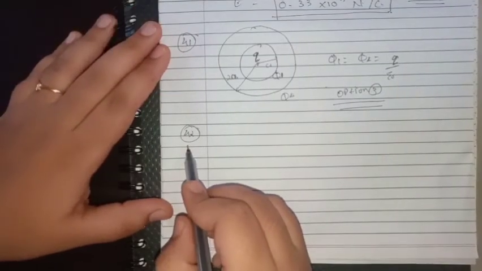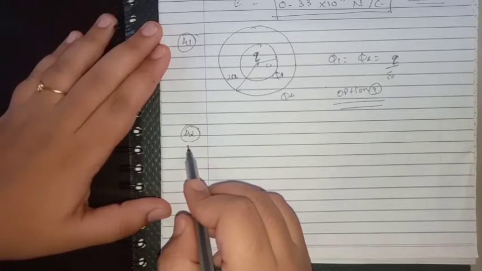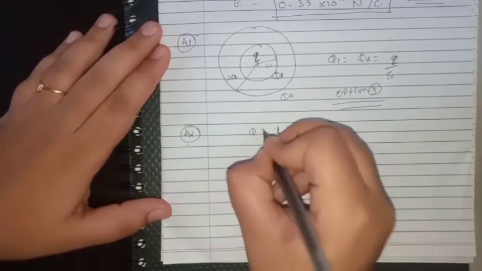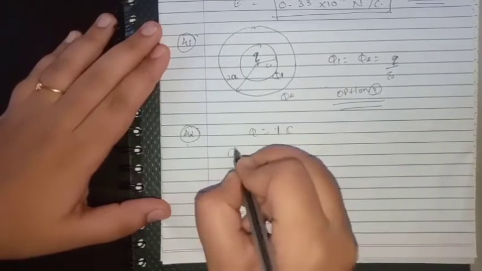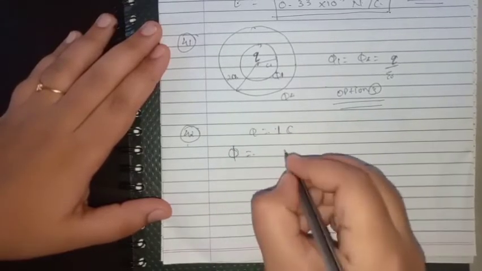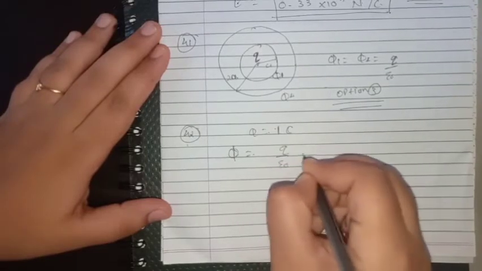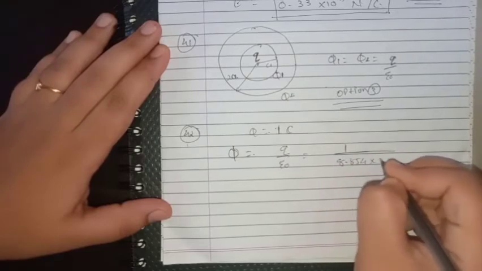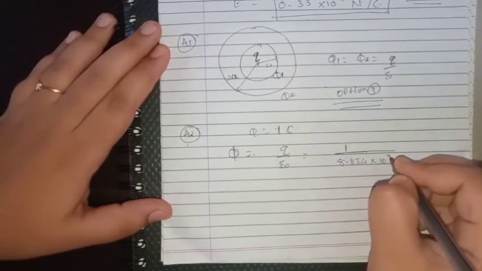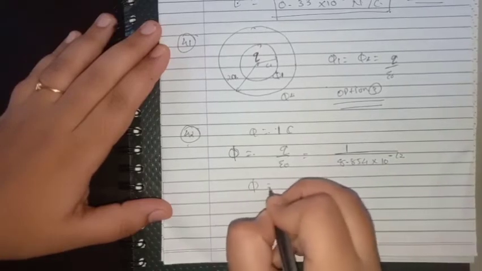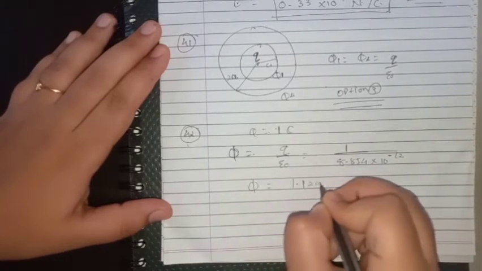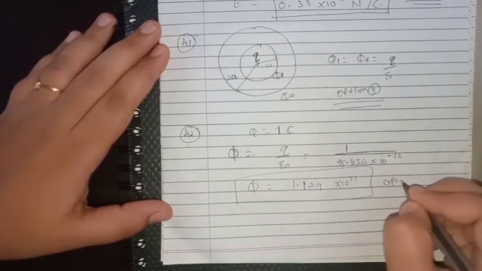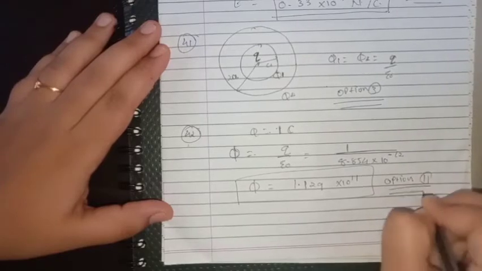In question number 42, we want to find the number of electric lines of force originating from a charge of 1 coulomb. The number of field lines, that means flux, is equal to Q by epsilon naught. Here Q is 1 coulomb divided by epsilon naught, which is 8.854 into 10 power minus 12. Simplifying this, we'll get phi is equal to 1.129 into 10 power 11. So option 1 is the correct option.